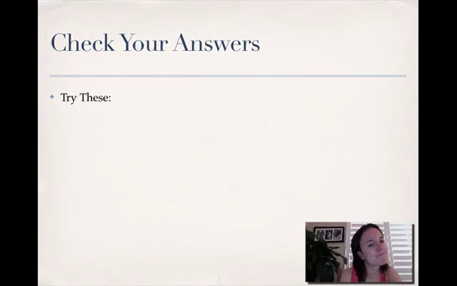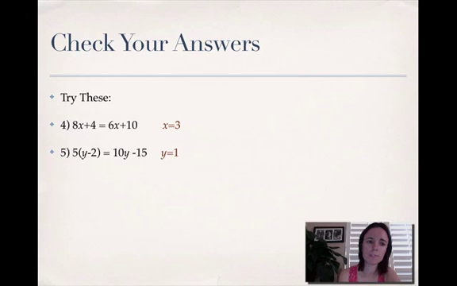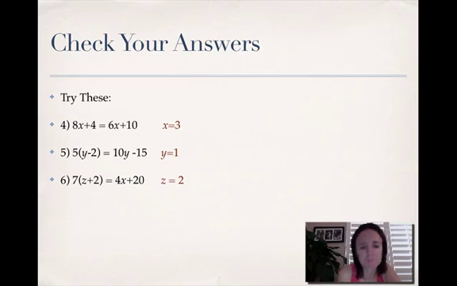Let's check work. So for number 4, you should have gotten x equals 3. For number 5, you should have gotten y equals 1. For number 6, you should have gotten z equals 2. If you didn't get those answers, go back, check your work, see if you can find an easy mistake, or just try the problem again. Now that you know the answer, maybe you can get it.